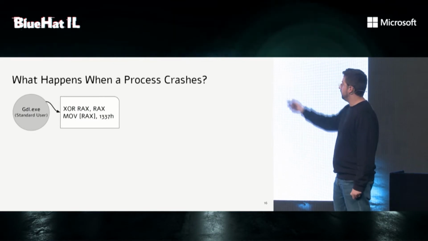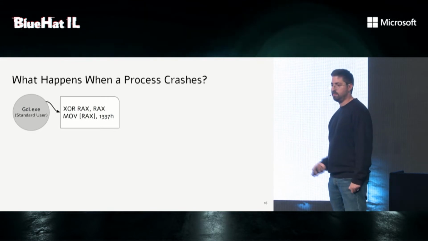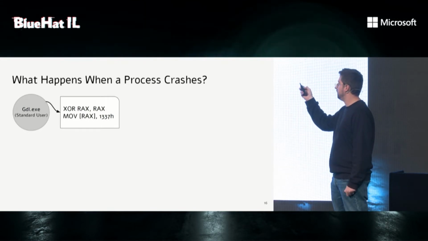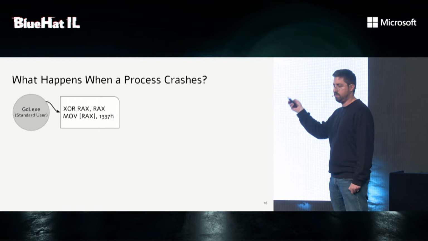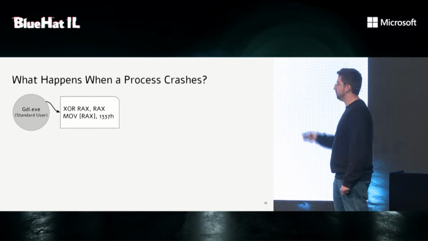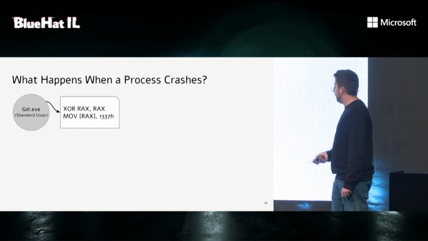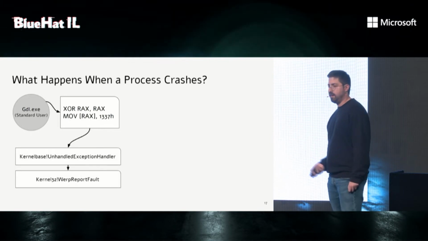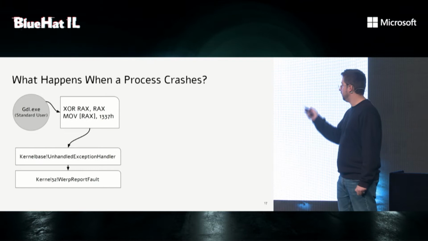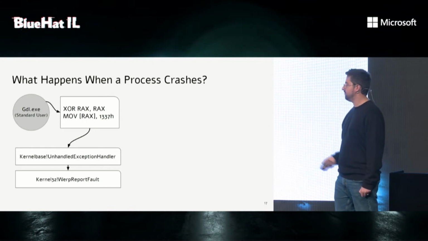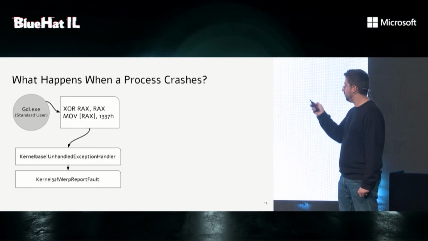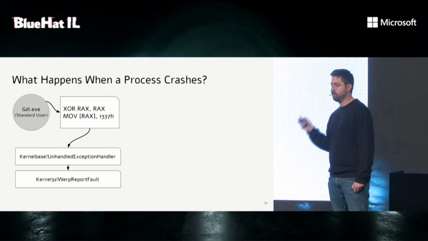Let's say that gdl.exe is running the following assembly instructions: xor eax, eax; mov [eax], 1337. This will write right into the null page, which will get it crashing. And after it crashes, unless there's some other exception handler installed on the way, it will end up executing the unhandled exception handler in KernelBase, which in turn will call WerpReportFault.